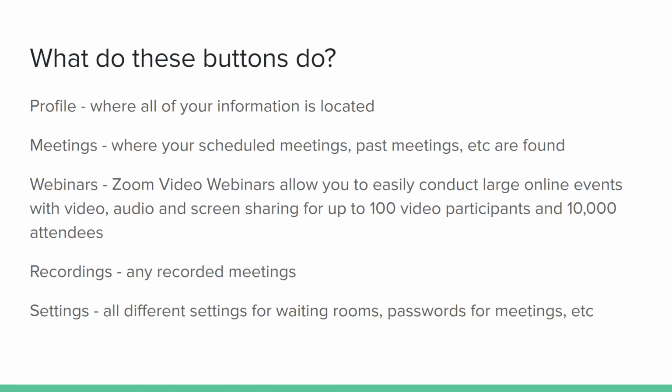And next we have our settings. So these settings are if you want to have a waiting room for the members of your meeting, if you want them to have a password to get in, if you want to mute them so only you talk, etc., different things like that. It's interesting to play around with these and go through these different tabs and buttons just to read through them and see what they offer.